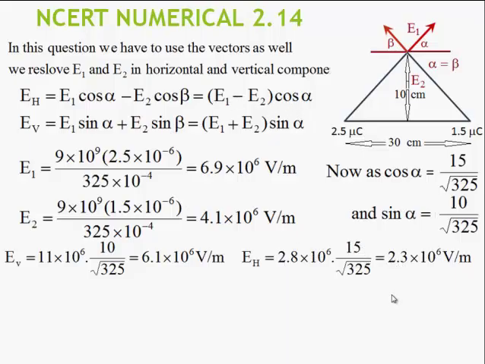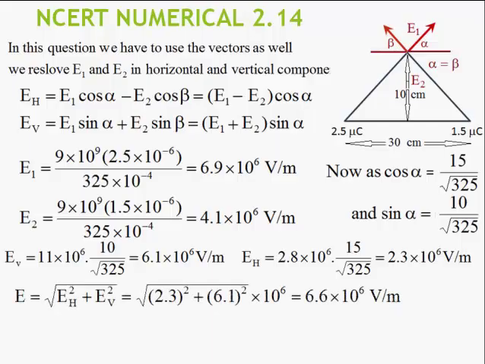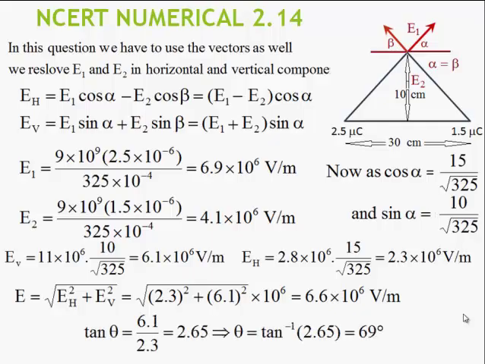Now net will be E horizontal square plus E vertical square, taken square root, and this is what we get. But again, this is a vector quantity. So a vector requires not only magnitude, it requires direction also. So we have to find the direction, and direction tan theta will be again vertical component upon horizontal component. So tan theta is 6.1 divided by 2.3. So theta comes out to be roughly 69 degrees. But the angle is from the line joining 2.5 to 1.5 microcoulomb.